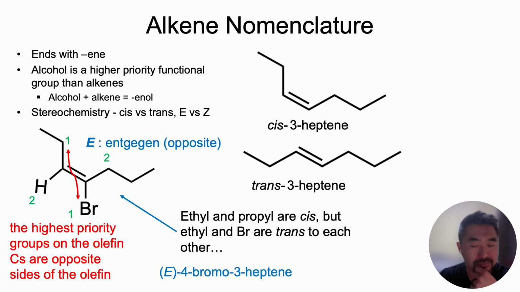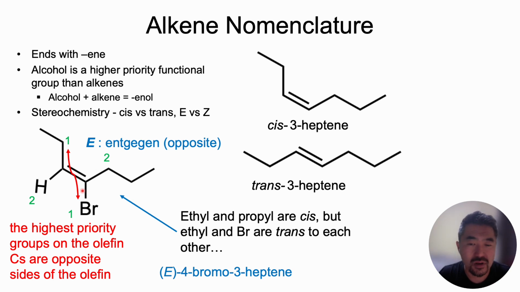Now, what if we had a situation like this? I meant to add in some animation here and I forgot, sorry. This is a kind of problematic situation because you can't really name this cis or trans, because this ethyl and the propyl are cis to each other, but this ethyl and the bromo group are trans to each other. So these two are cis to each other, but these two are trans to each other.